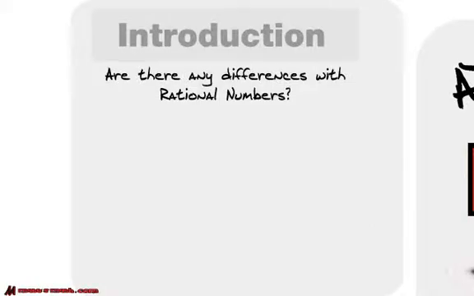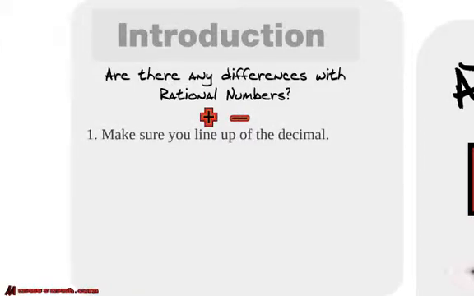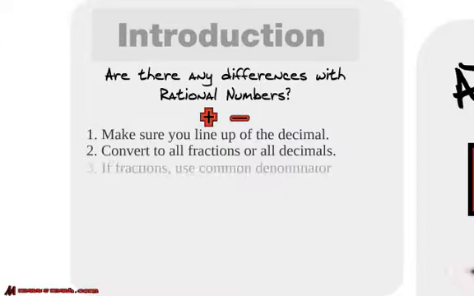All right. So let's talk about that. Are there any differences with rational numbers? Well, when you add or subtract, are there any differences? No, you just line up the decimal. No big deal. These are going to be helpful notes that you would probably want to make sure you know what you're doing. Convert all fractions. So make sure if you've got decimals and fractions, line them up, make them all fractions or make them all decimals, whichever you prefer. Some people prefer all decimals, some people prefer all fractions. If it's fractions, don't forget to use a common denominator. Nothing really different with positive or negative rational numbers, okay?